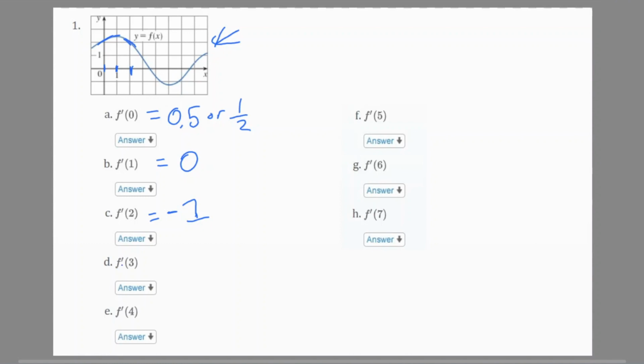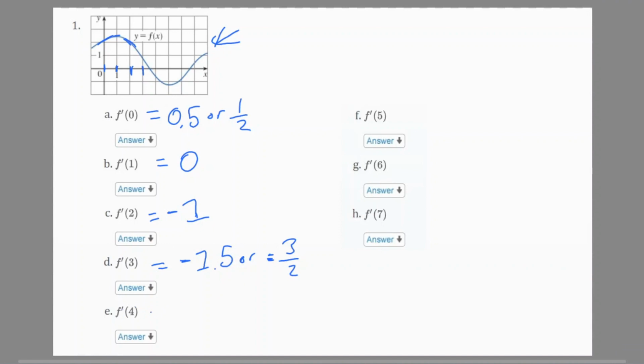And now D is f prime of 3. So at x equals 3, we can see the graph is starting to really decrease and pick up pace. We could see it's going down more than one box, so we could estimate it at about 1.5. So that'll be -1.5 or -3/2. That's the slope for that x value.